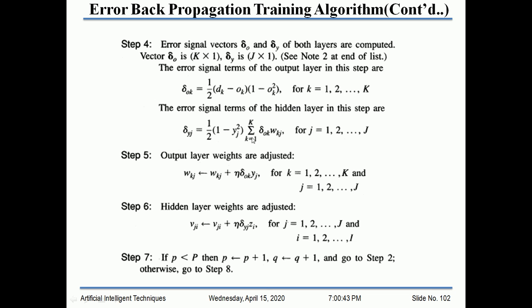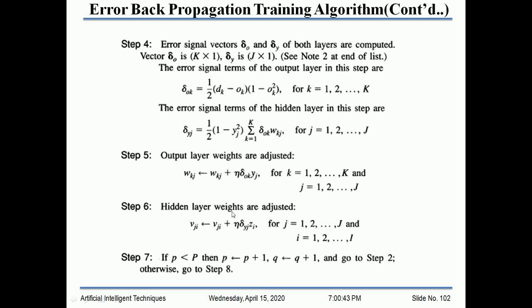So see here, the updated weights, the new weights Wkj, is equal to the old weight Wkj plus the product of the learning rate, the learning signal, and Yj. Yj is the input.